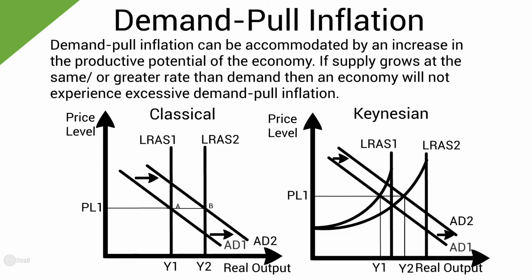If the government believes that aggregate demand in the economy is becoming too high, they could engage in contractionary fiscal and monetary policy, which would cause aggregate demand to shift inwards, which would lower the pressure on inflation. However, the best remedy for demand pull inflation is to increase the productive potential of the economy, which is done through supply side policies.